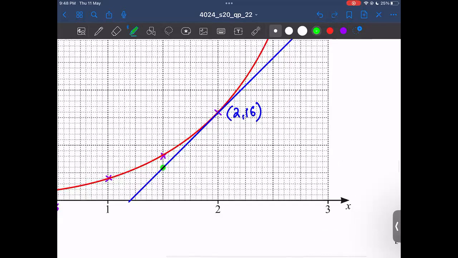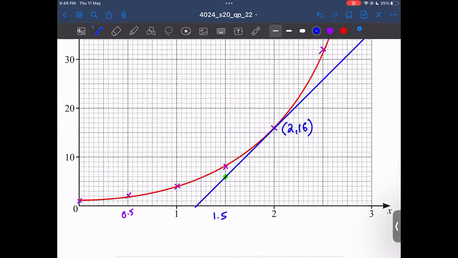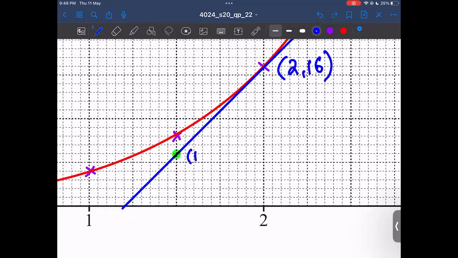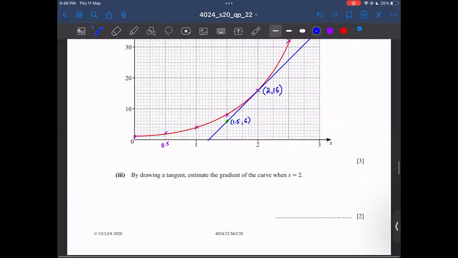It is 1.5. The value of x is 1.5. The value of y is 6. This is 1.5 comma 6. Now with the help of this formula, y2 minus y1, 16 minus 6, divided by 2 minus 1.5, you'll get the answer of the gradient. 16 minus 6 is 10. 10 divided by 0.5 is going to be 20. The gradient is 20 over here.